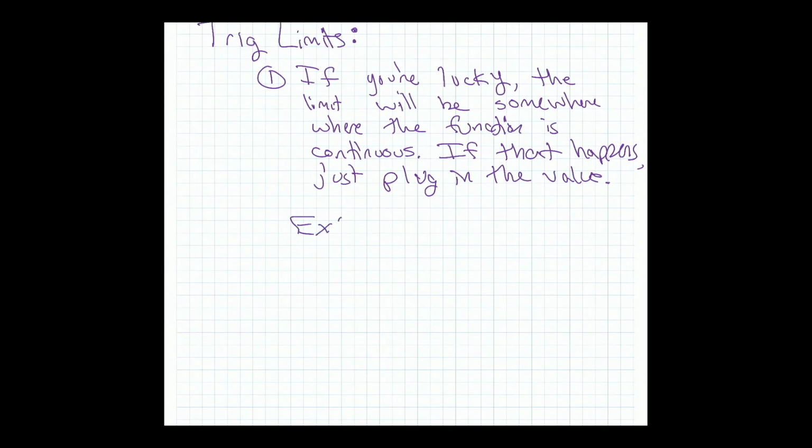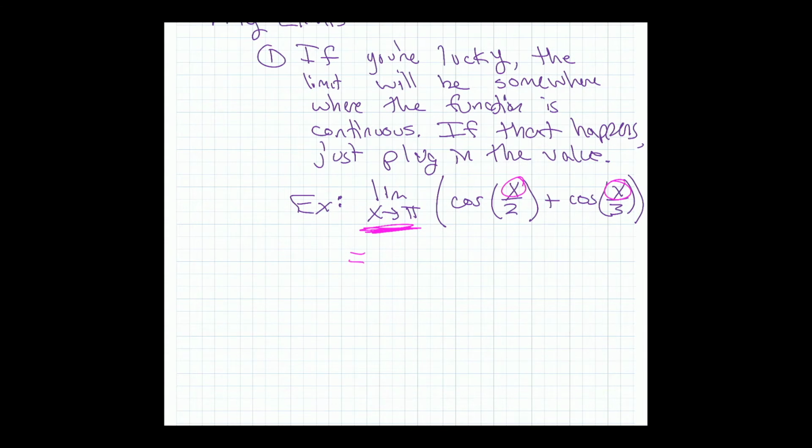Example. If I have to do the limit as x goes to pi of cosine(x/2) plus cosine(x/3), there's no issues with plugging pi into that function, right? We're taking the limit as x goes to pi, and there's an x and there's an x. Well, just try to plug in pi.